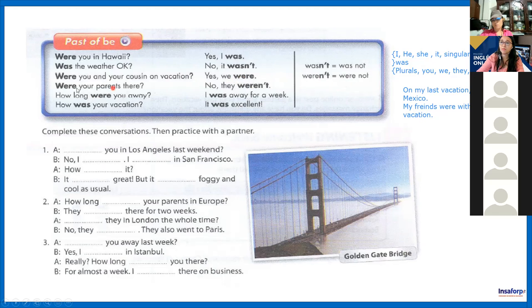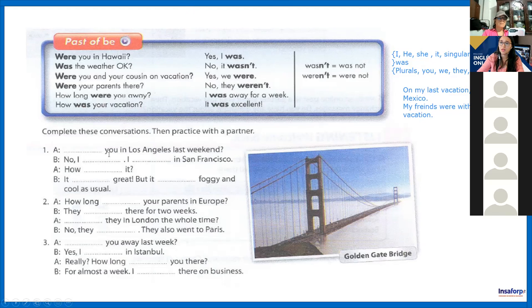We have here, then we have, were your parents? Plural. Is that were? No, they weren't, or yes, they were. How long were you away? ¿Cuánto tiempo estuviste fuera o lejos? I was away for a week. How was your vacation? It was excellent. Okay, I don't know if you have questions about this section. ¿Cómo estuvo? Questions about that? No questions? Okay, let's have a practice then.